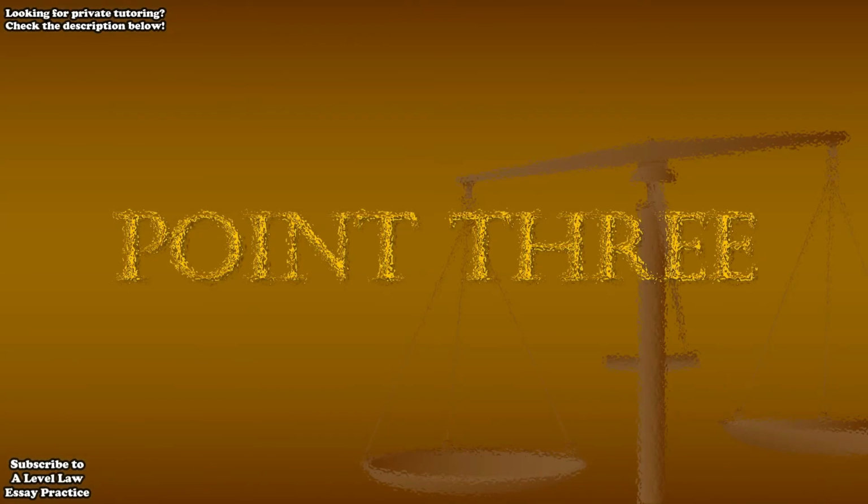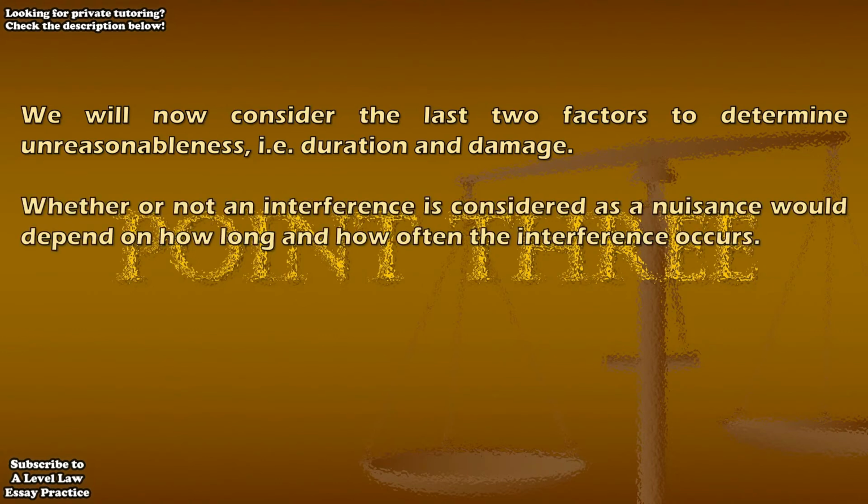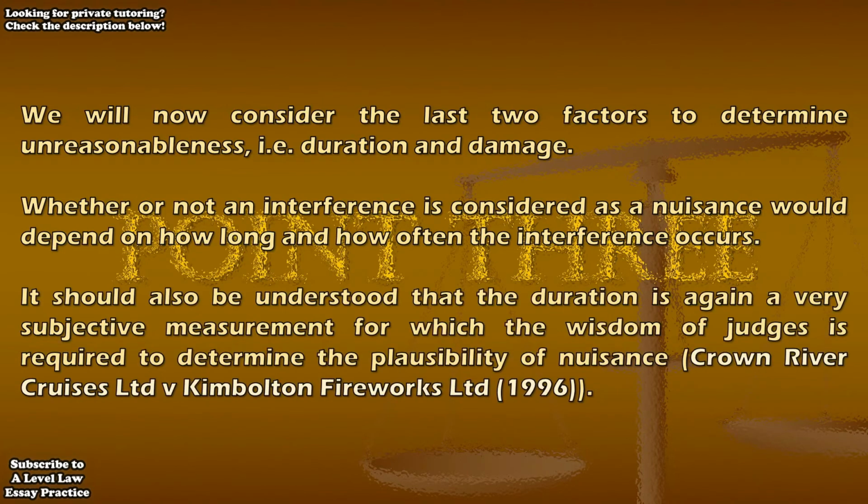For point 3, we will now consider the last two factors to determine unreasonableness, i.e., duration and damage. Whether or not an interference is considered as a nuisance would depend on how long and how often the interference occurs. Generally, the longer the interference goes on, the more likely it is to be considered unreasonable. However, it should also be understood that the duration is again a very subjective requirement for which the wisdom of judges is required to determine the plausibility of nuisance.